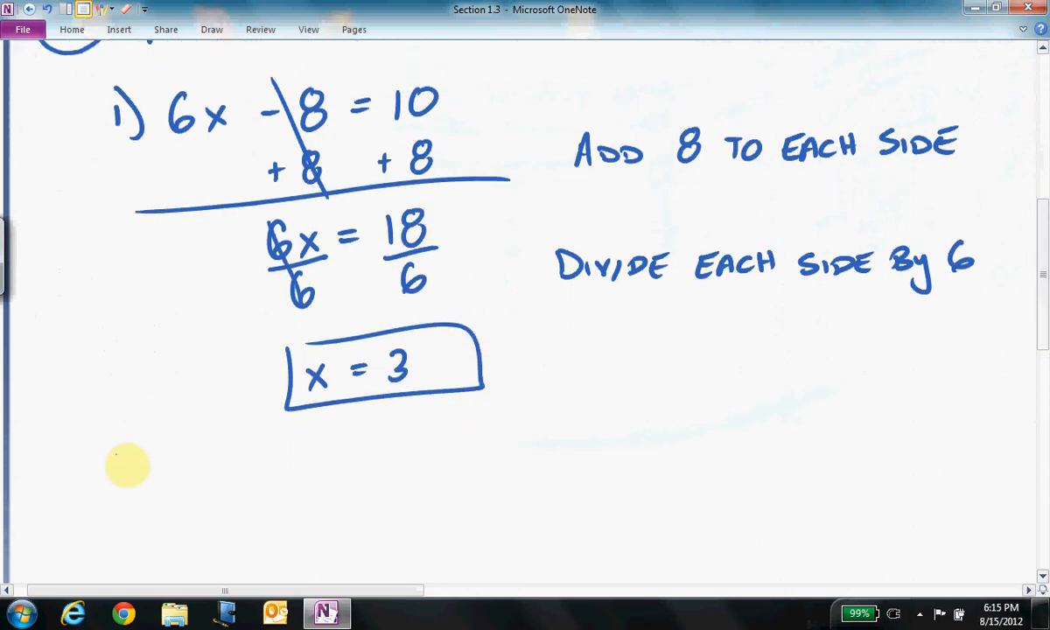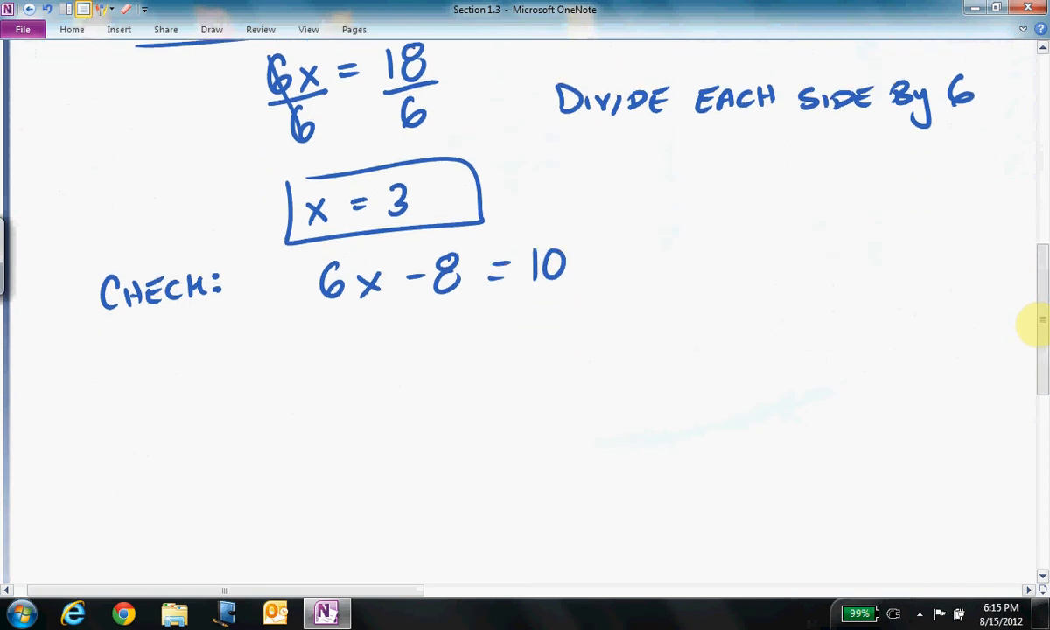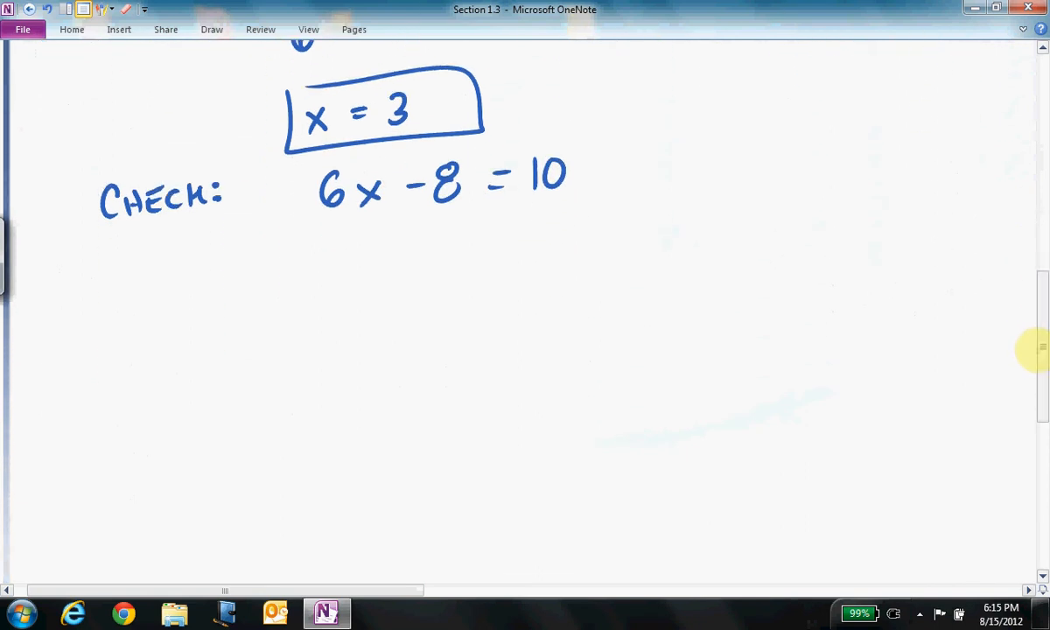Just to make sure we're correct, we are now going to check. And we're always going to check with our original equation. So our equation is 6x minus 8 equals 10. Our first step is going to be to take 3. We know the value of x is 3, so instead of x in our equation, we're going to plug in 3. So we've substituted 3 for x.